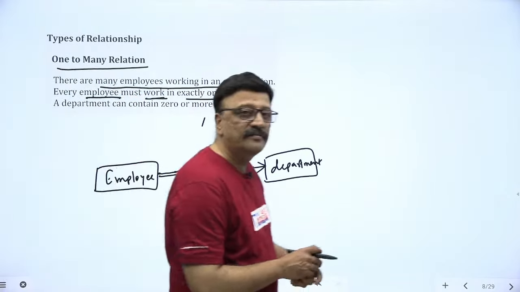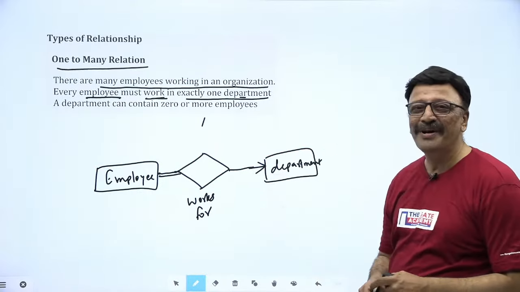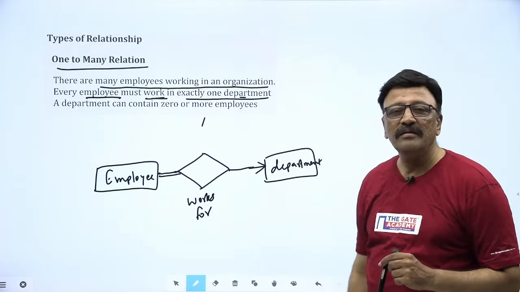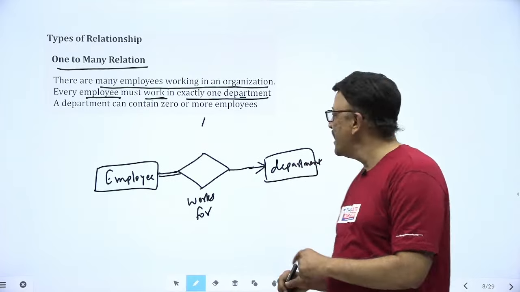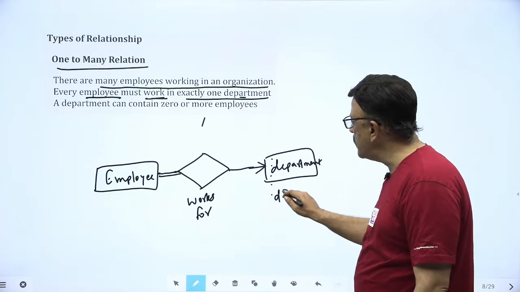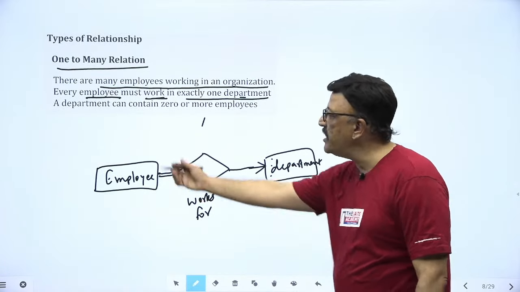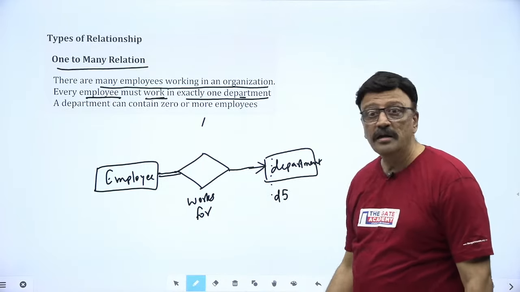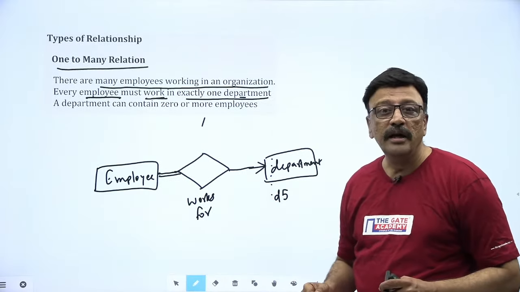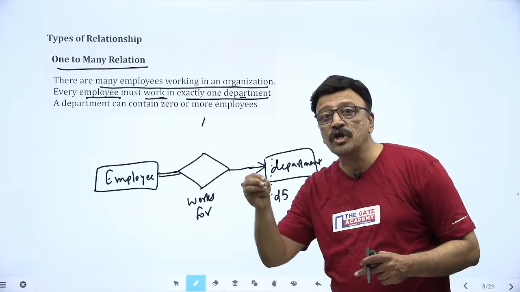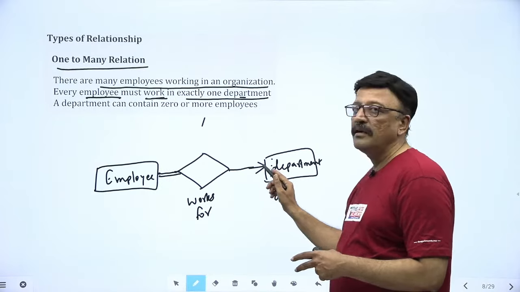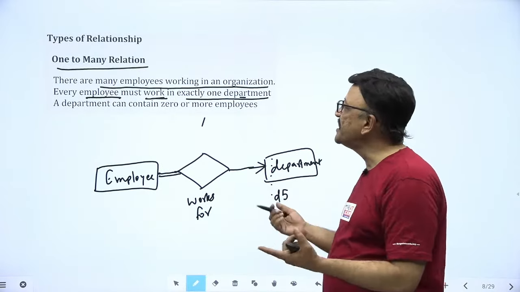Let's ask department what this should be, single line or double line. Let's see. A department can contain 0 or more employees. Check the statement itself. That means there might be, let's say, 4 departments or let's say 5 departments. And this D5 is a department who currently does not have any employees. Yeah, this department is not having any employees. Maybe it is newly formed department. It can happen that some department does not participate in the relationship. That means this should be single. This is partial.